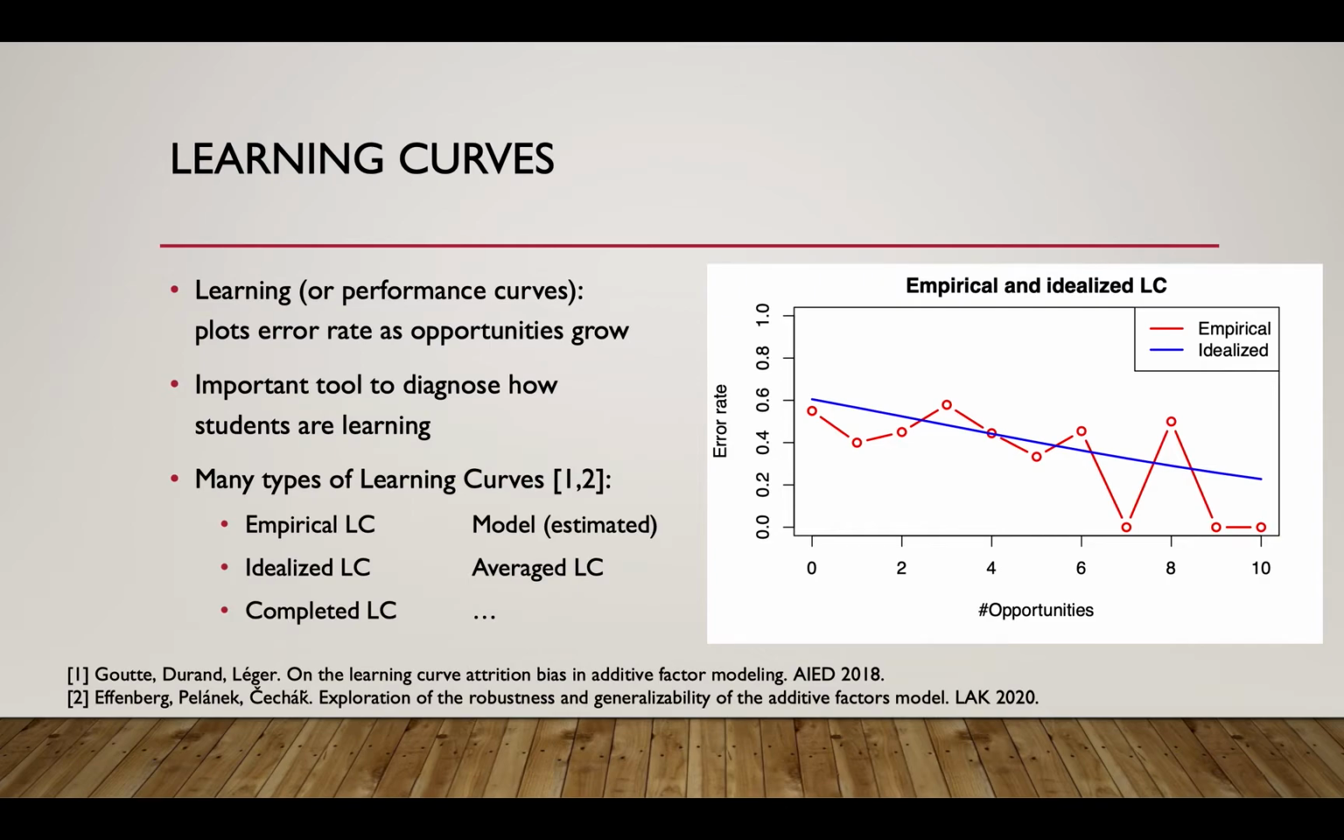The blue curve, on the other hand, is an idealized learning curve for a student of average proficiency obtained from an additive factors model estimated on this dataset. Because the blue curve is mediated by a model, it is much smoother than the empirical curve. It actually shows slow but steady learning as shown by a reduction in error. Several other types of learning curves have been proposed, for example, to compensate for attrition or take into account average learning over a population of several skills.